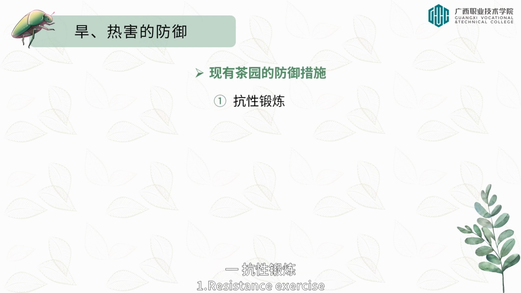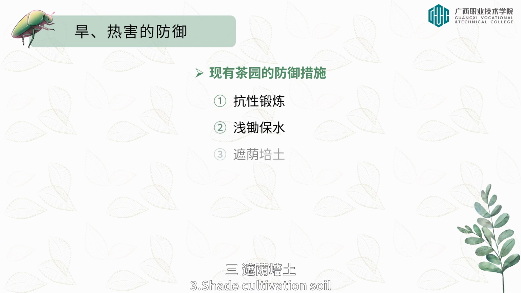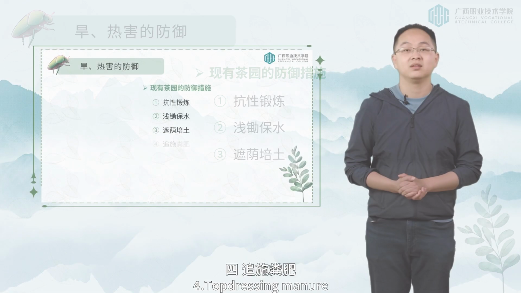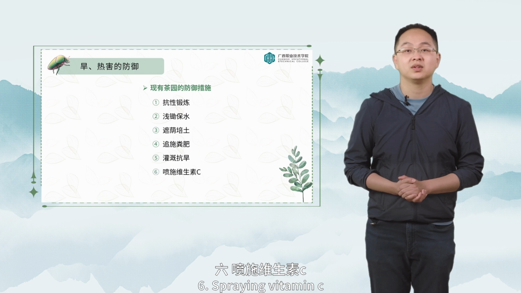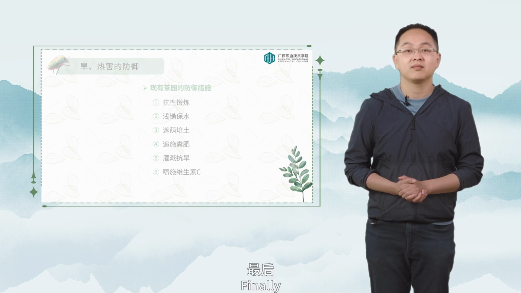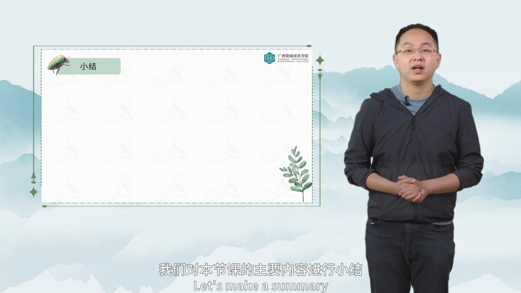Defense measures of existing tea gardens: 1. Resistance exercise. 2. Shallow hoeing to retain water. 3. Shade cultivation soil. 4. Top dressing manure. 5. Irrigation drought resistance. 6. Spraying vitamin C.